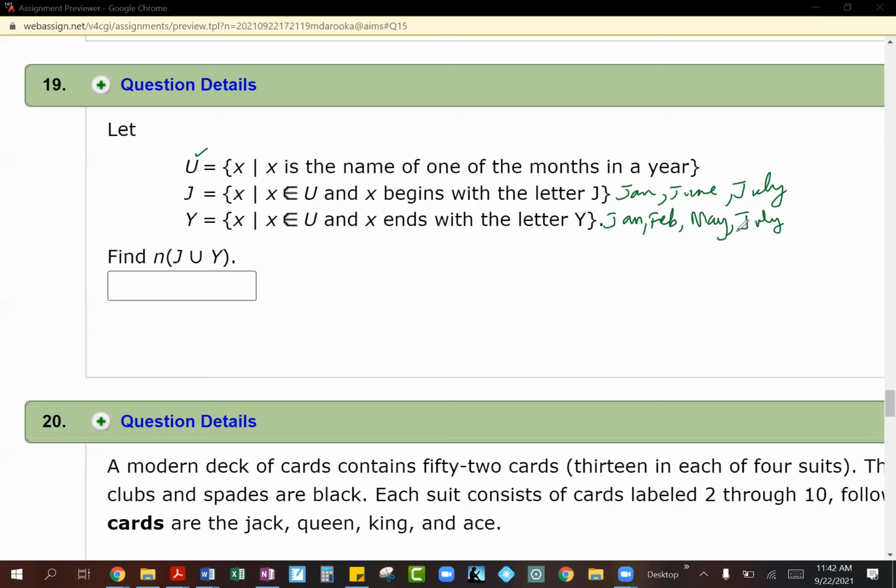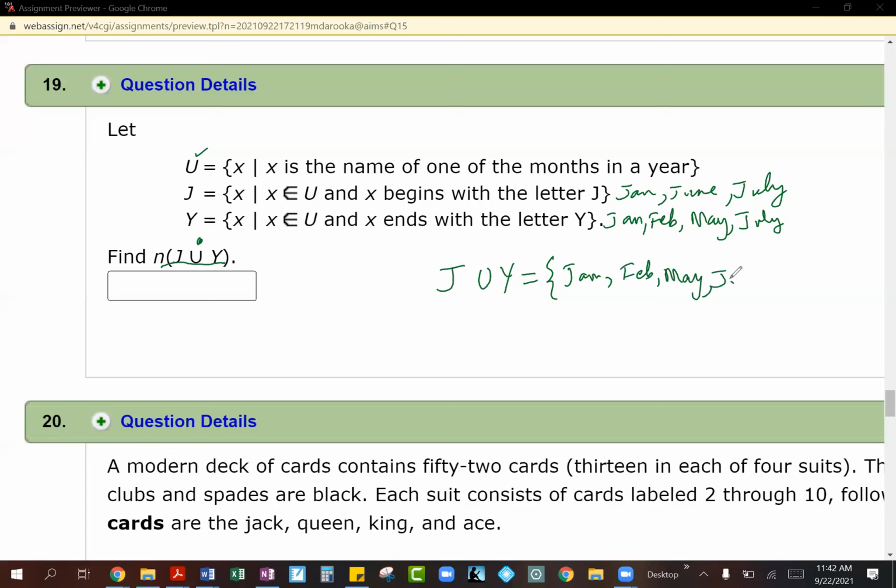Yeah, there you go. Now when you do a union, sorry, not intersection, union between set J and Y, what will you have in there? January, July. Okay, so this is union. January, February, May, June, July. There you go. Put everybody in the pool. And what's your cardinal number here? Okay, 5. There you go.